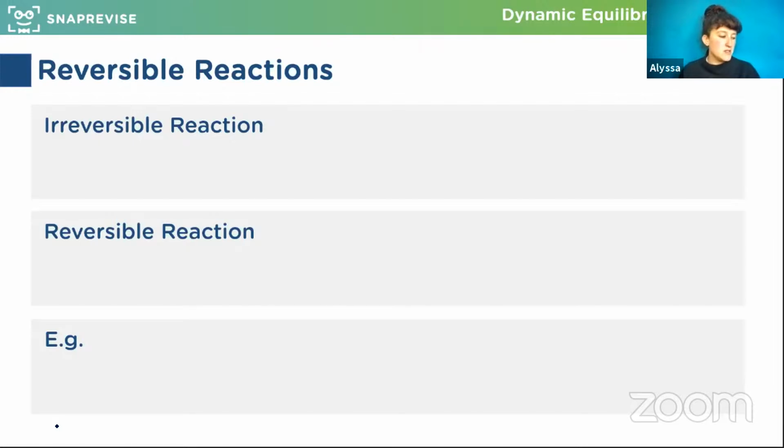What is an irreversible reaction, just a normal reaction? What are we talking about when we talk about a normal, straightforward, irreversible reaction? And what is therefore a reversible reaction? Anybody know? For example, A plus B goes to make C plus D is an irreversible reaction.